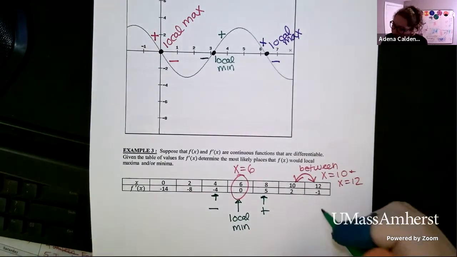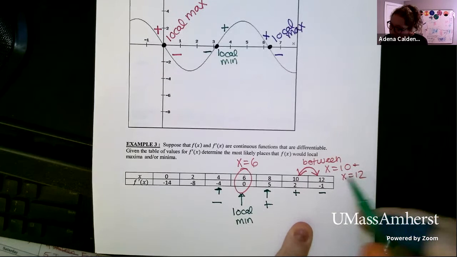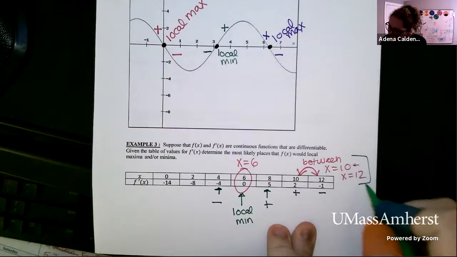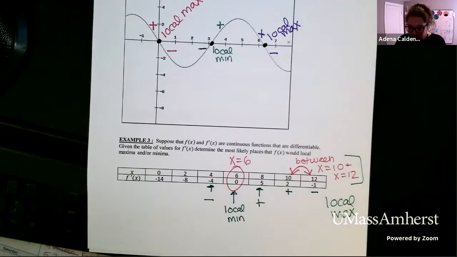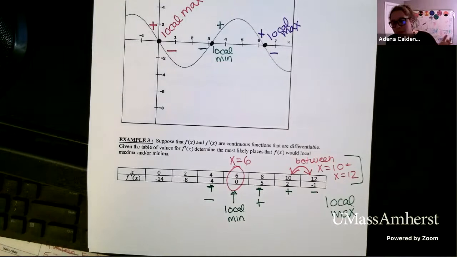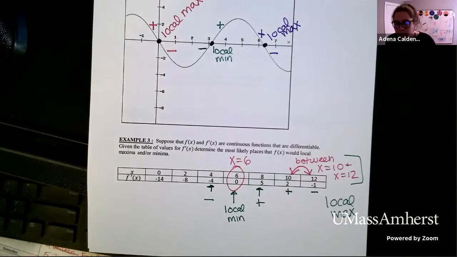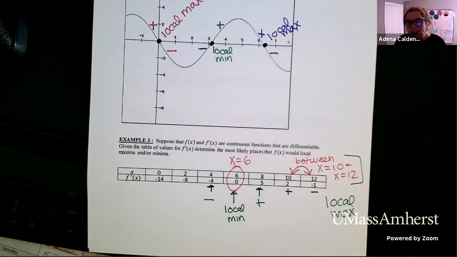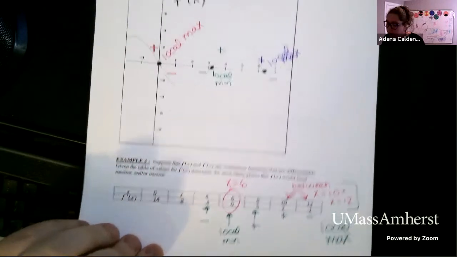Okay. Over here, we're going from positive to negative. So to change from positive to negative, that tells you that this critical point is going to be a local max. So we would say something like we have a local minimum at x equals 6 and a local maximum somewhere between x equals 10 and x equals 12. Okay, so when you have information about the first derivative, we are looking at how the sign changes within that first derivative.